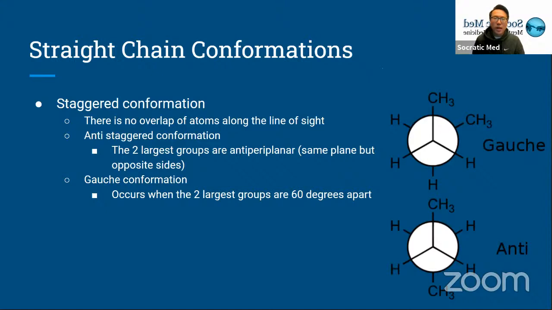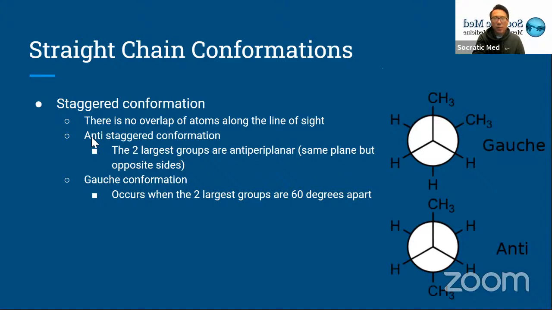The first is a staggered conformation. This is when the substituents aren't directly on top of each other. They're separated from each other equidistant. Like I said, there's no overlap of the atoms along the line of sight in a Newman projection. Each substituent is in between the two substituents on the other side of the bond.